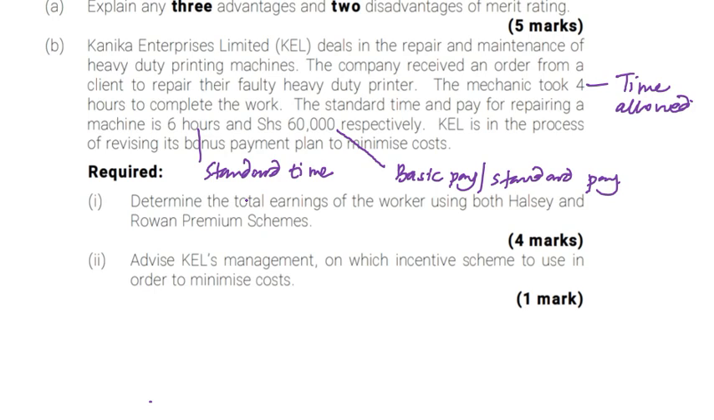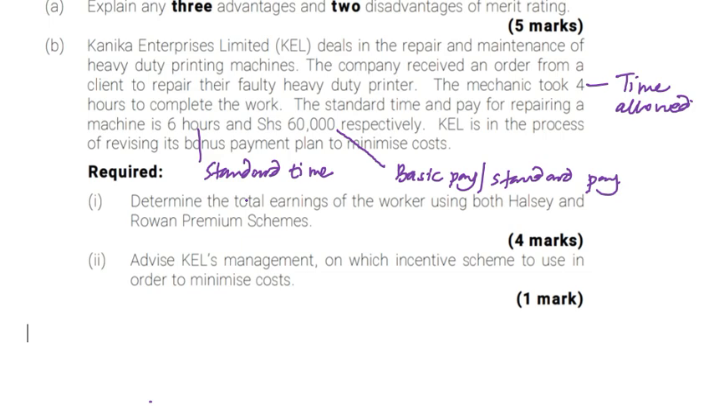Determine the total earnings of the worker using both Halsey and the Rowan premium schemes. There you have 4 marks for that part. Then advise KEL's management on which incentive scheme to use in order to minimize costs.